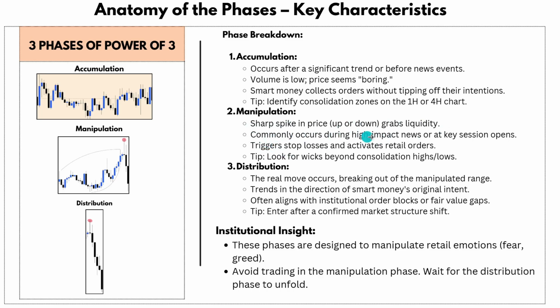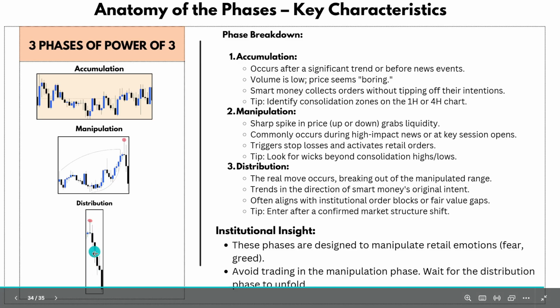It commonly occurs during high impact news or at key session opens. It triggers stop losses and activates retail orders. A key tip is to look for wicks beyond the consolidation's highs or lows. As you can see here, after we see price violently push up higher and then reject, this signifies our second move, our manipulation. That's when we can start positioning ourselves to catch the beautiful move right here, the perfect move, which is the distribution move.